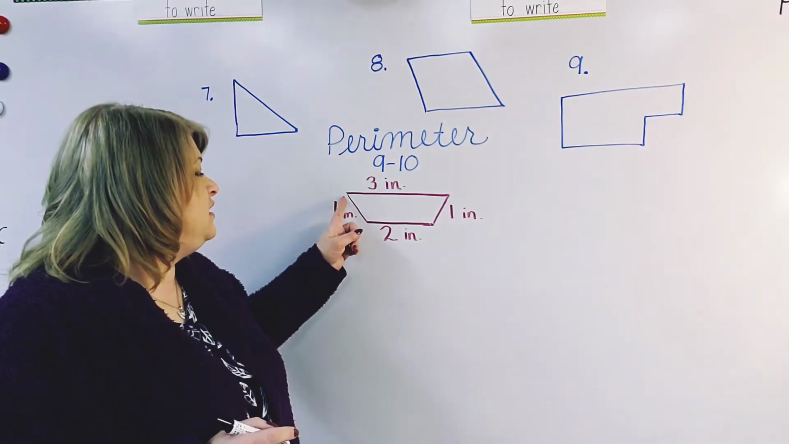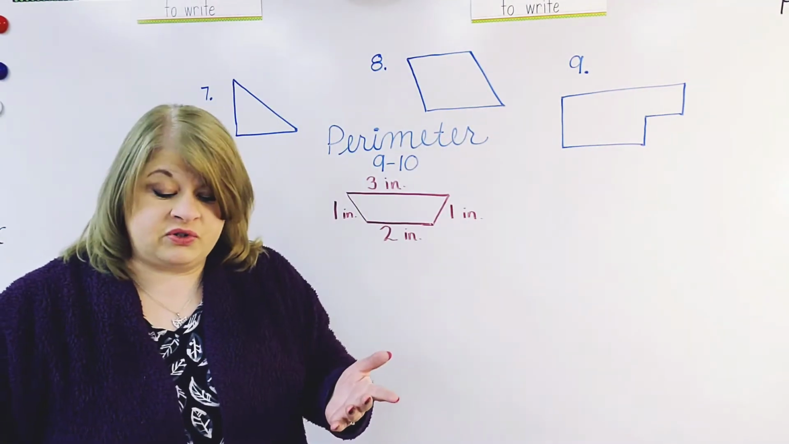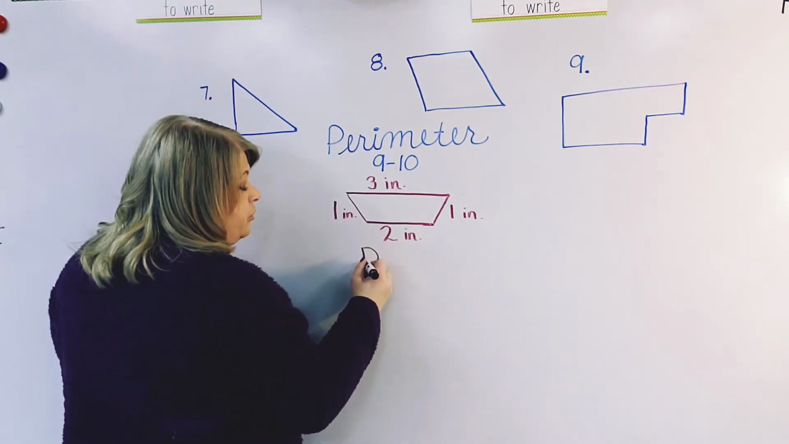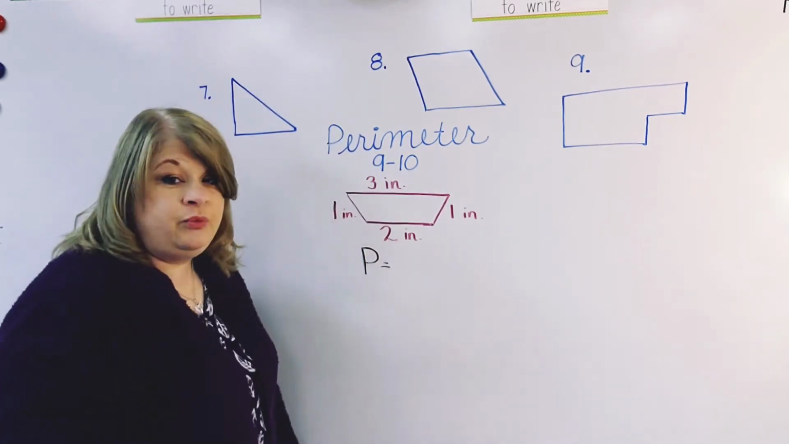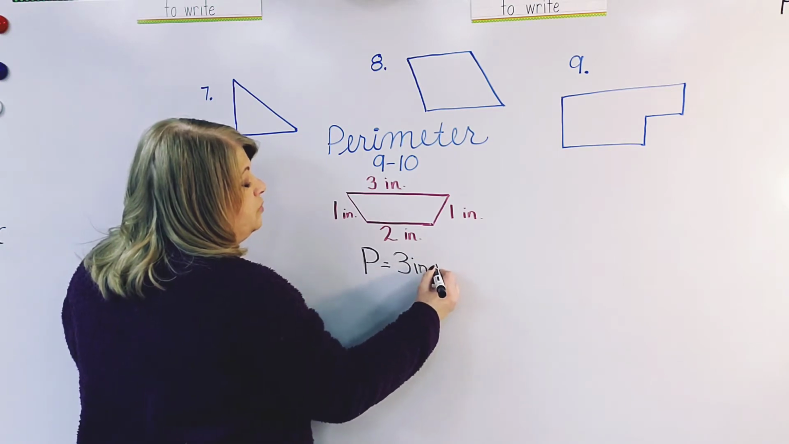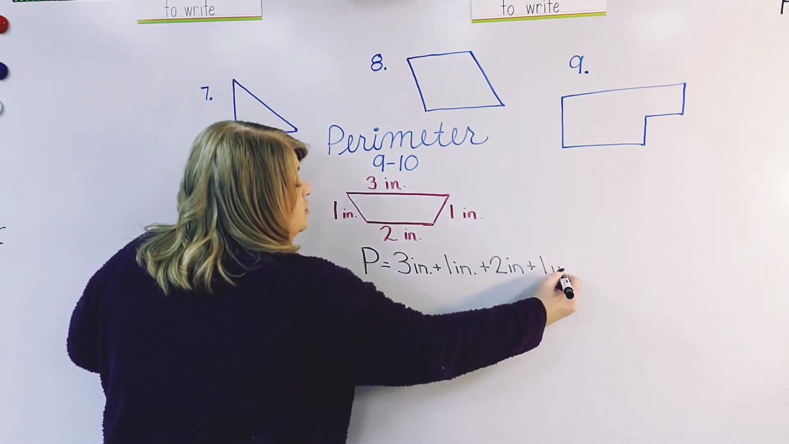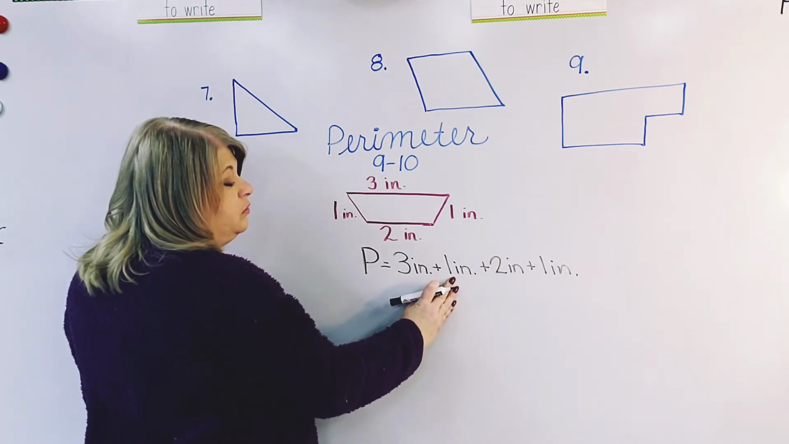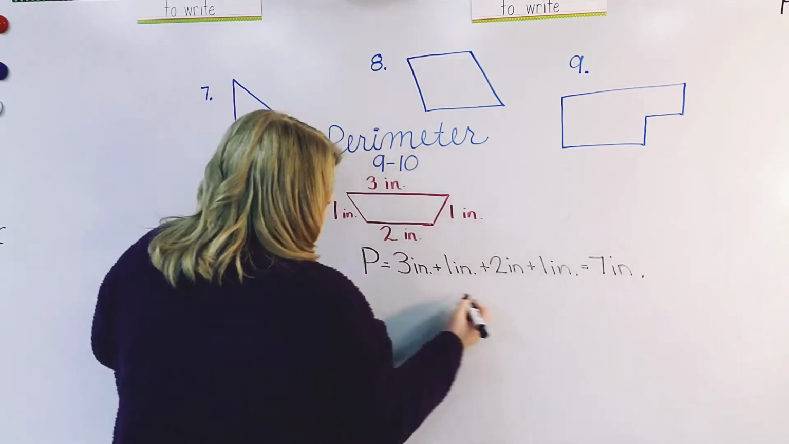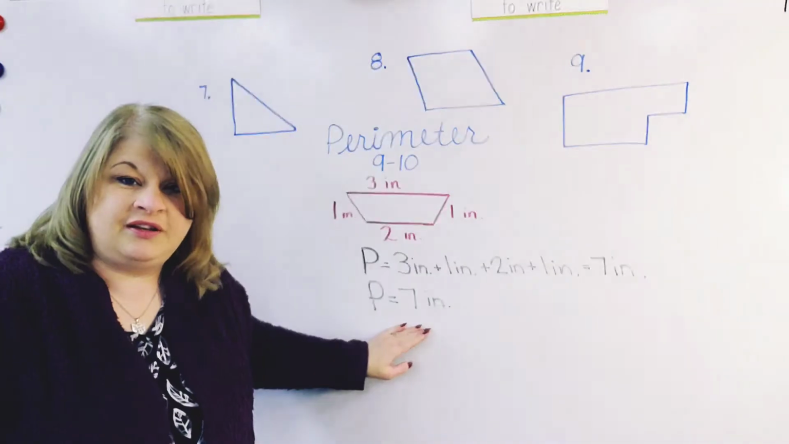If we did, you would measure this as 1 inch, 1 inch, 2 inches, and 3 inches. So once you have those figures, you would add them together. P stands for perimeter. Perimeter equals, and then we're going to add together the sides. We have 3 inches plus 1 inch plus 2 inches plus 1 inch. 3 plus 1 is 4, plus 2 is 6, plus 1 is 7. So the perimeter of this trapezoid is 7 inches.